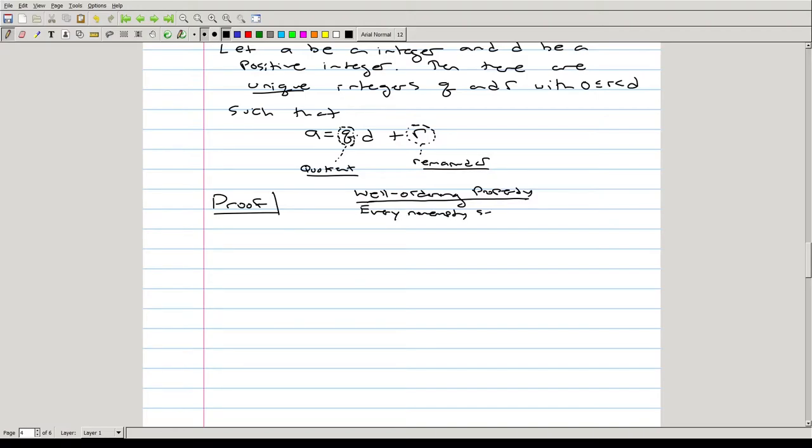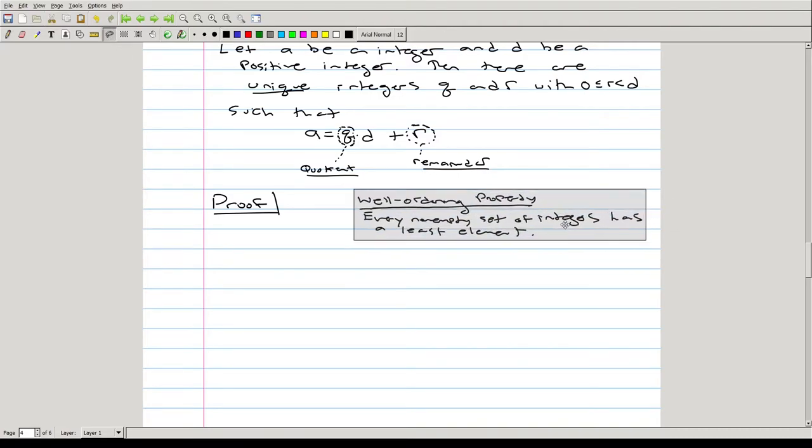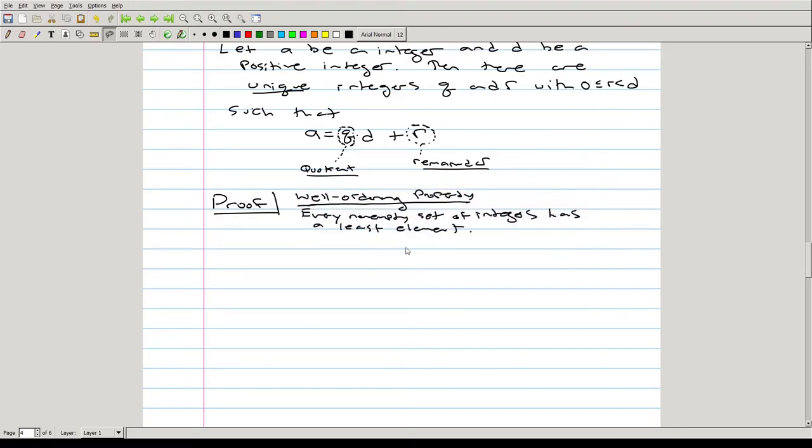non-empty set of integers has a least element. And this is a very intuitive idea, but it has a direct justification with our assumption of the axiom of choice in our axioms for set theory. So the idea here is that we're going to use this property to actually prove this statement.